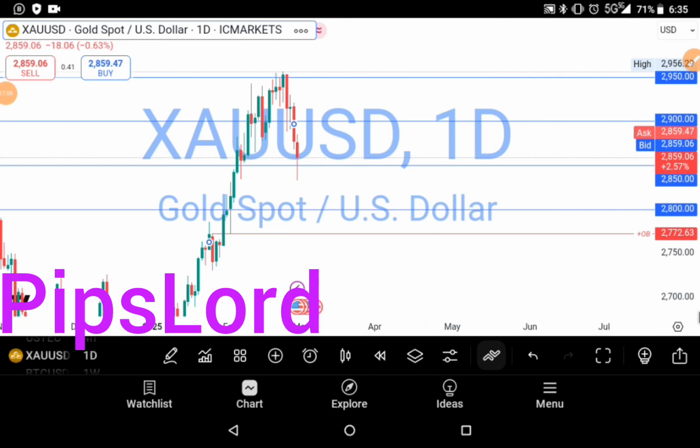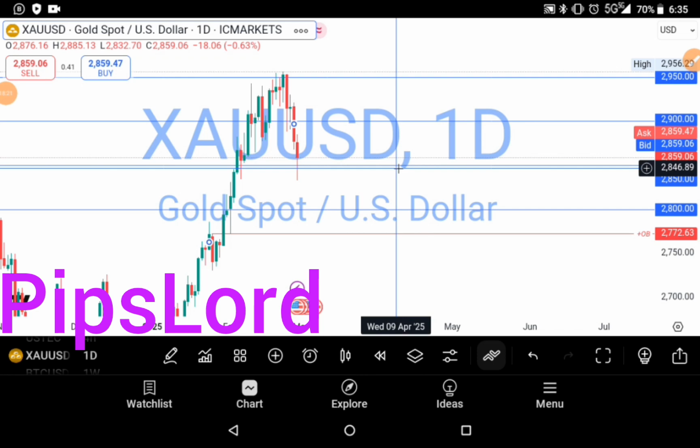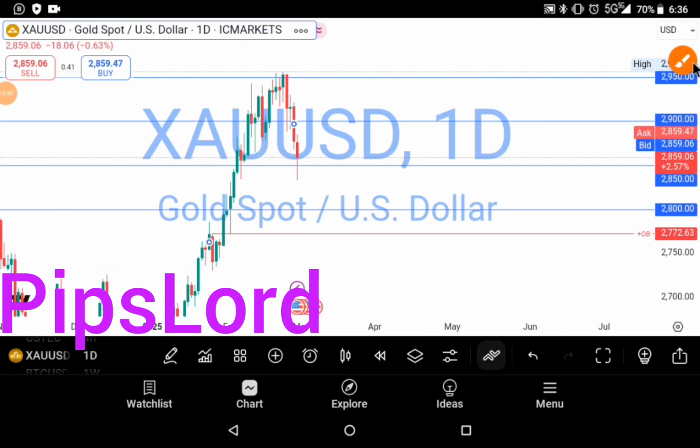So what I'll be watching is whether 2850 is going to remain a support. I'll be watching what the price is going to do around 2850. If it serves as a support to the price, then we are going back into 2900 and 2950. But if it gives way, then I'll be watching for 2800 and a possible movement back into this other block here.